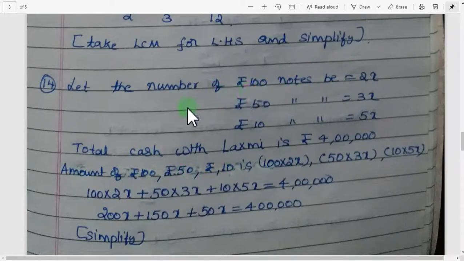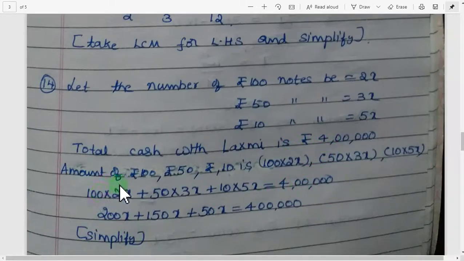So we need the amount of rupees 100, rupees 50 and rupees 10. For example, if you have 10 notes of 5 rupees, then your amount is 10 into 5, 50 rupees. That way, number of notes into denomination you have to multiply. So rupees 100 into 2x will give you the amount. 50 into 3x will give you the amount, since this is the number of notes and the denomination is 50. So 10 into 5x. Then you will get the amount. If you add the amounts, you should get 4 lakh because she has 4 lakh.